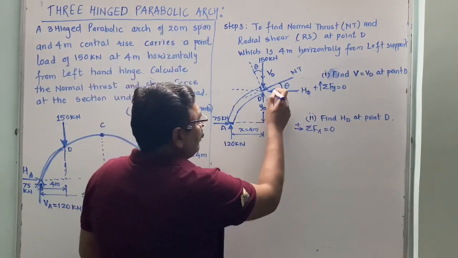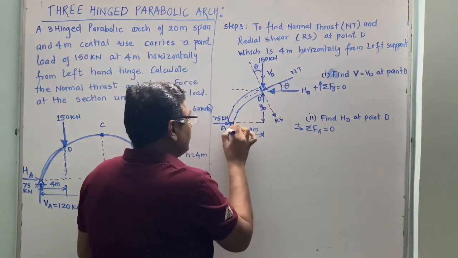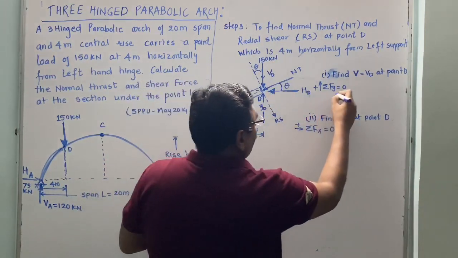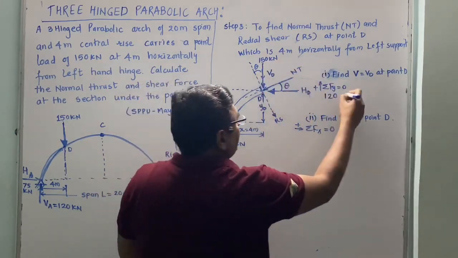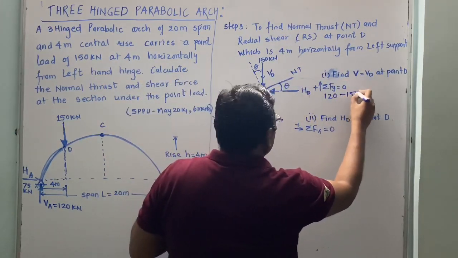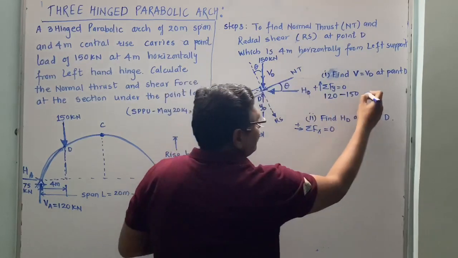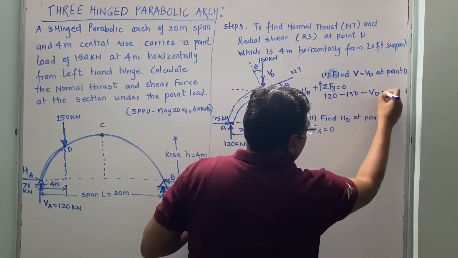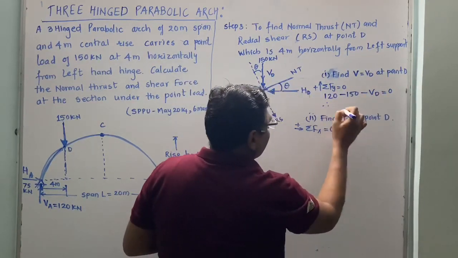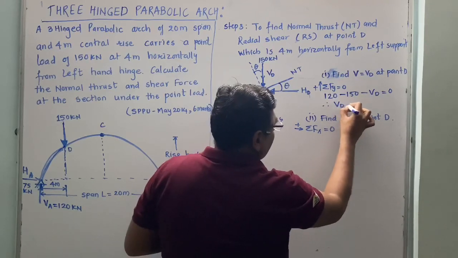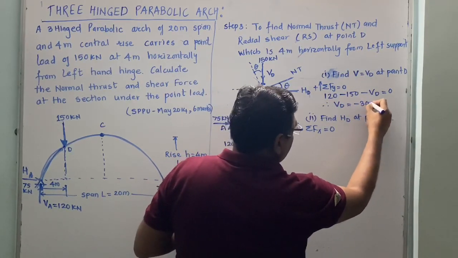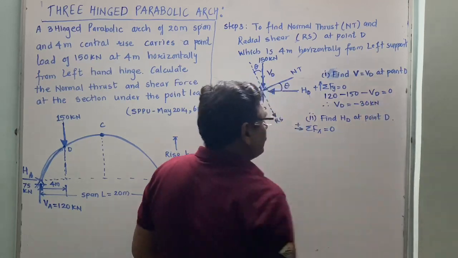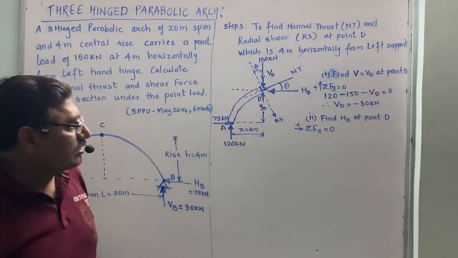To find summation of Fy is equal to 0, this is your upward 120, this is minus 150 and this one is minus VD is equal to 0. So hence we will get VD is equal to minus 30 kilonewton. We get the value of VD is equal to minus 30 kilonewton.